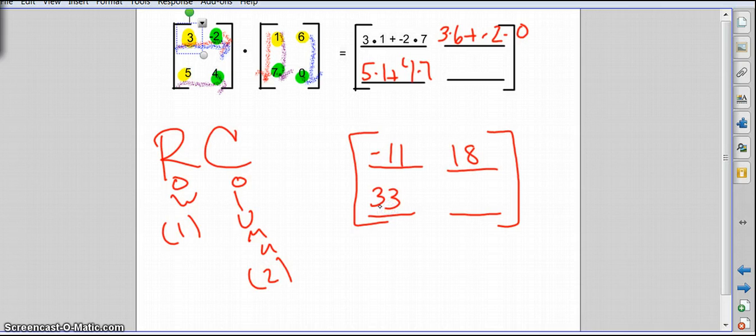So 33 goes there. And lastly, for my second row, second column, I am going to multiply the second row by the second column. Shouldn't have used the same color, but hopefully you can stay with me.